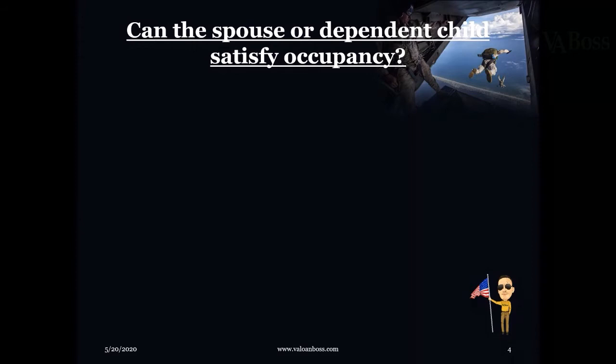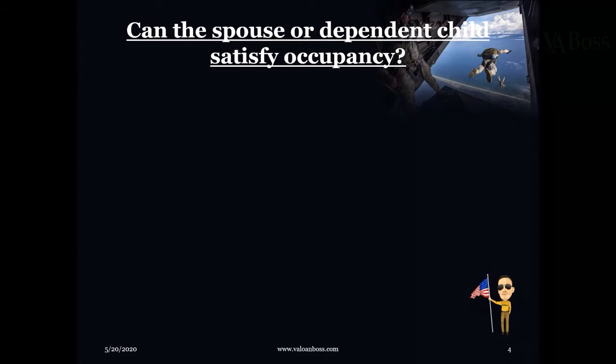Well, here's the other part, and this is what I'm about to get into with this next section. Can the spouse or the dependent child satisfy occupancy? And the answer to that question is yes. So in this gentleman's case, who happens to be married, who also has children, his spouse is going to occupy that property.